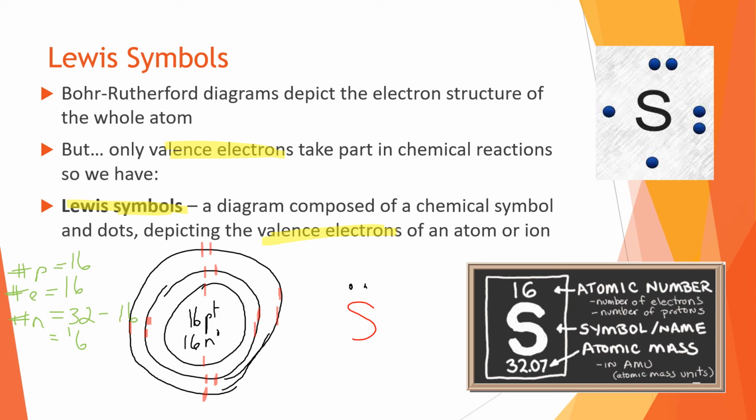In the last shell, I have 1, 2, 3, 4, 5, 6. See how the dots around the S are in the same format as in the very last shell of the Bohr-Rutherford diagram. So Lewis symbols are just the valence electrons.